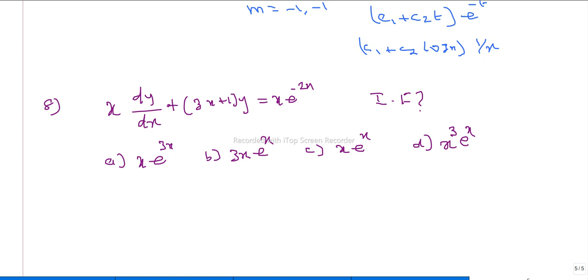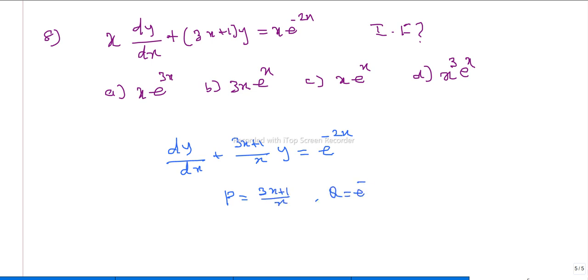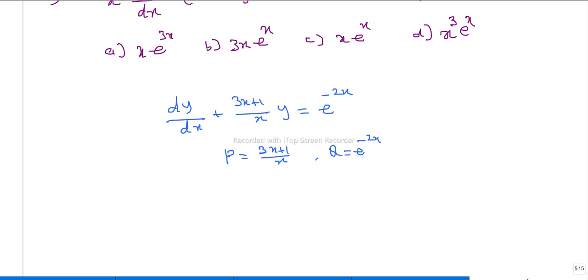So how to find this? First you have to write it as a first order differential equation. So you divide by x on both sides, get the first order differential equation, find P and Q, then e power integral P dx is the integrating factor, right? Dividing by x, we get the standard form: dy by dx plus (3x plus 1) by x times y equals e power minus 2x. Now what is P here? P is (3x plus 1) by x, and Q is e power minus 2x. This is the standard form.